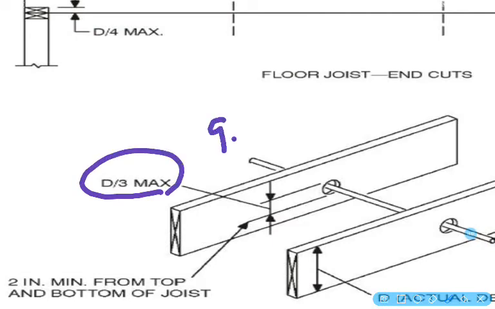So again, if this is a 9.25, suppose it's a 2 by 10. A 2 by 10 is 9 1/4 tall because it's 1.5 inches by 9 1/4, because that's the actual size of a 2 by 10. If you were to purchase a 2 by 10, that would be the size of it.